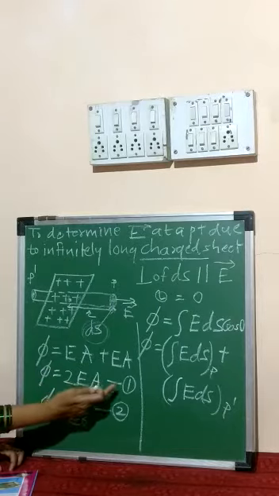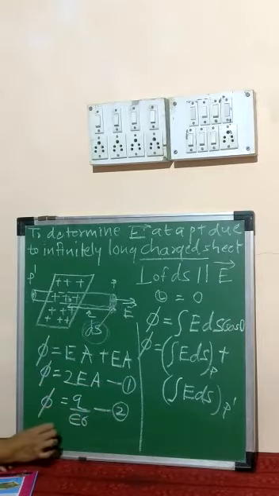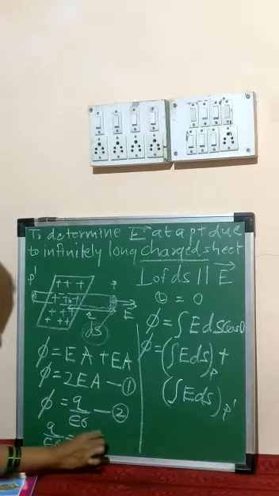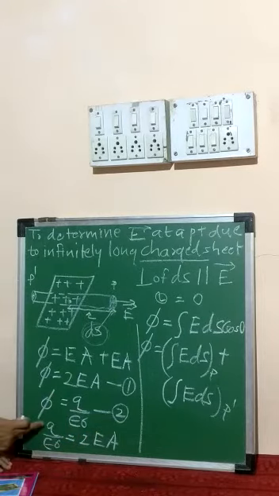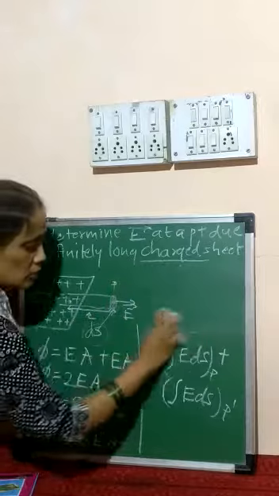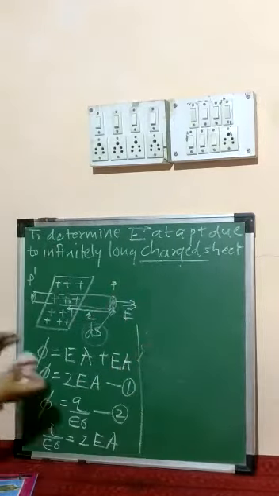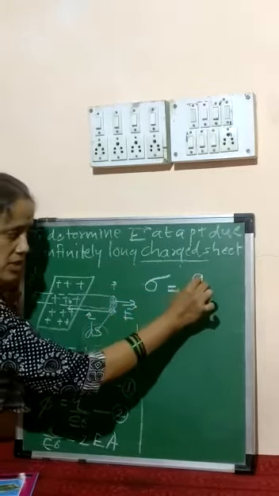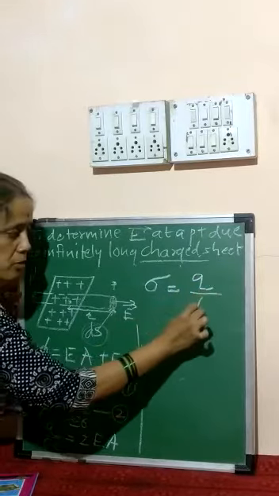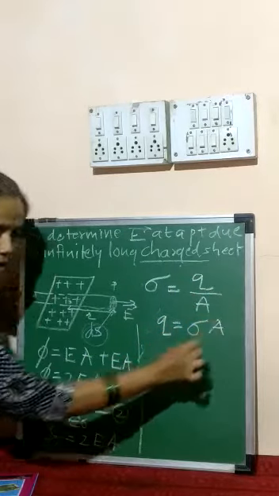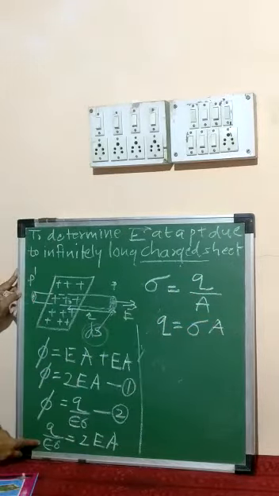Now if we compare equation 1 and equation 2, I can write Q upon epsilon naught equals twice E into A, where now I am going to substitute the value of Q. What is that value of Q? As charge Q is deposited on the surface uniformly, sigma, the surface charge density, is the deposited charge Q uniformly deposited on area A. So Q is equal to sigma into A. This value of Q I can substitute in this equation.